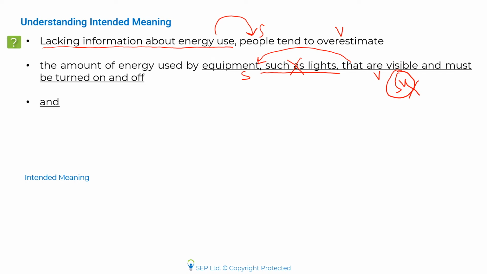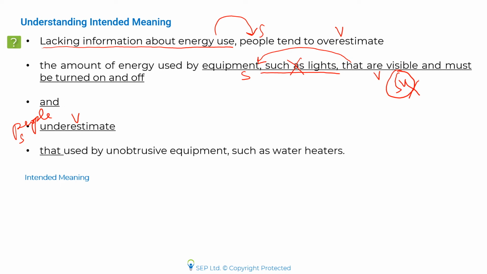And now clearly since we have "and" here, there must be another clause which is parallel to the previous clause. And underestimate. Okay, so people overestimate and people underestimate. All right, so here is another verb for people. And what do they underestimate? They underestimate that. So this "that" is clearly a replacement for a noun mentioned earlier. Which noun? Per the logic and parallelism, if they overestimate the amount of energy, then they also underestimate the amount of energy. And which amount of energy this time?